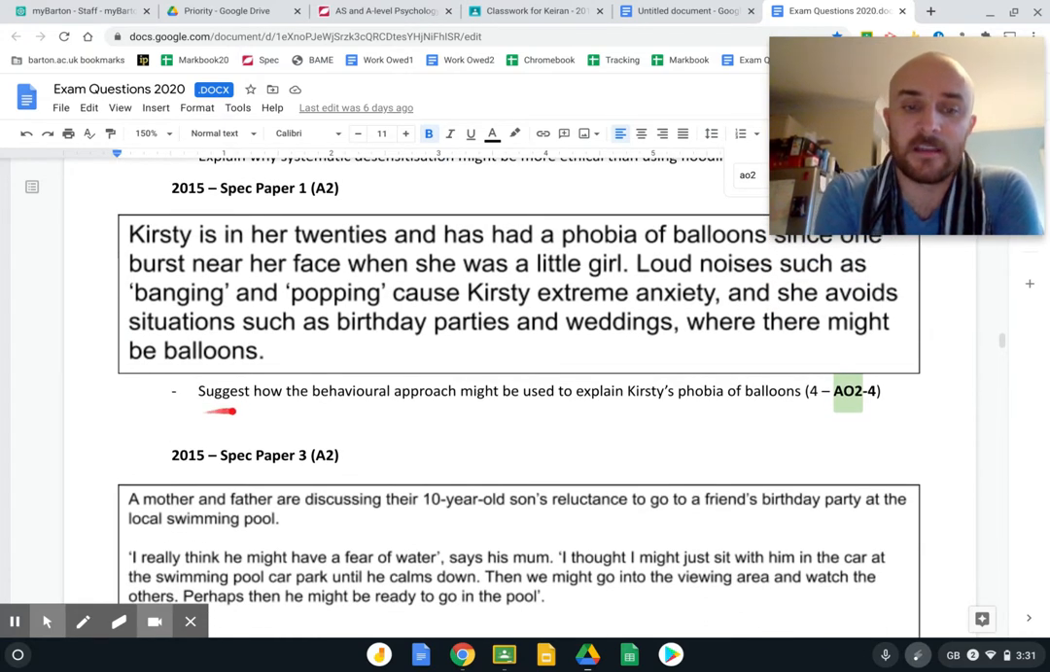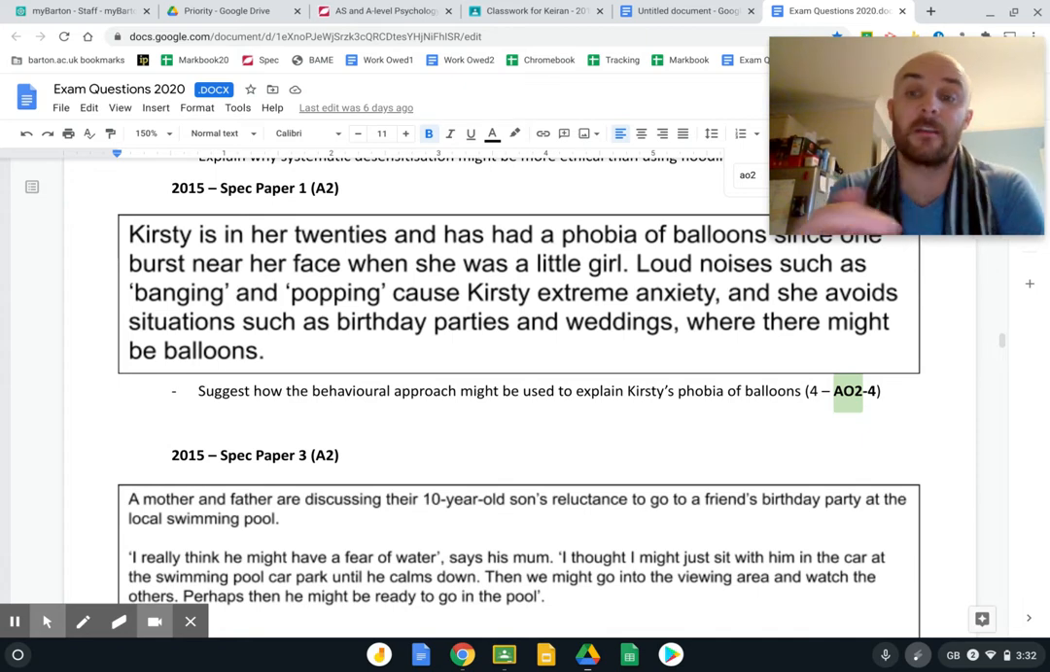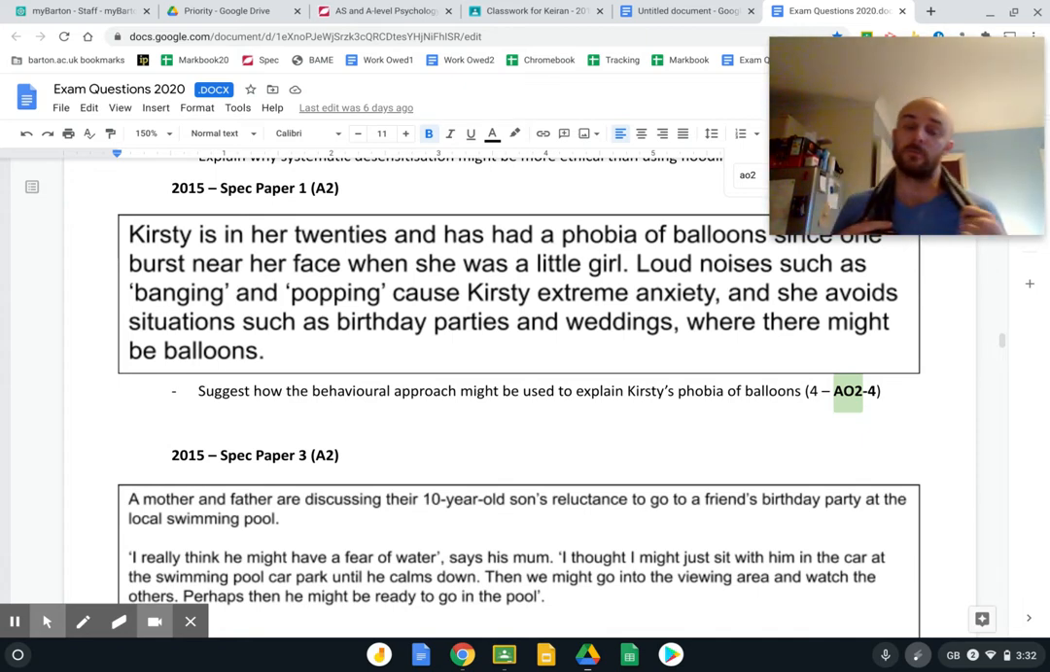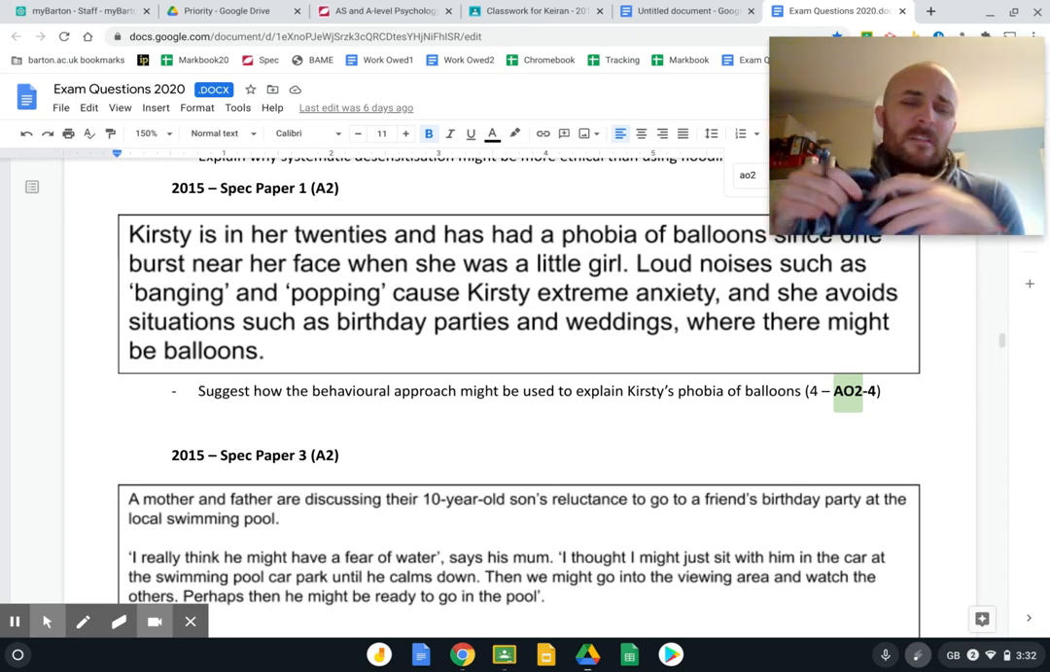So it says suggest again, but as soon as there's a stem, you are instantly applying here. Kirsty is in her 20s and has had a phobia of balloons since one burst near her face when she was a little girl. Loud noises such as banging or popping cause her extreme anxiety, and she avoids situations, which we know about because of the two process model, such as birthday parties and weddings where there might be balloons. Or funerals, actually. Are there balloons at funerals? I think that'd be quite inappropriate.